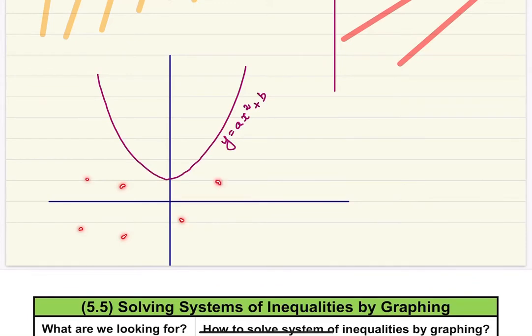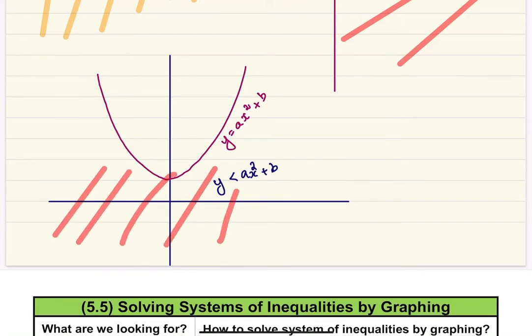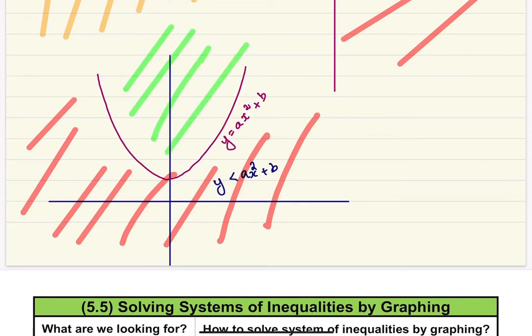So what about any points below the parabola, and what about any points above it? Any points below the parabola would satisfy the inequality y less than ax squared plus b. What about the points above? They would satisfy y greater than ax squared plus b. That is how the inequalities work, and we're going to use this to solve the following problems.